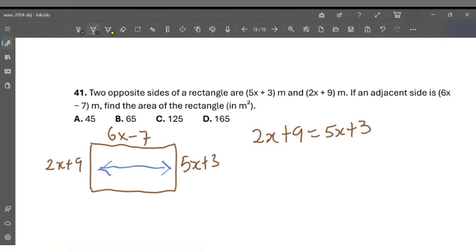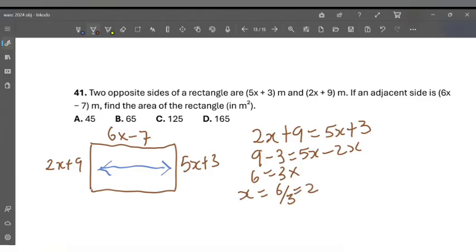So when I collect like terms, I have 9 minus 3 is equal to 5x minus 2x. So 6 is equal to 3x. It means that my x is equal to 6 divided by 3, which is 2. So I have my x as 2. With that, I will be able to substitute x as 2 in each of these sides. I can choose any side because they are equal.